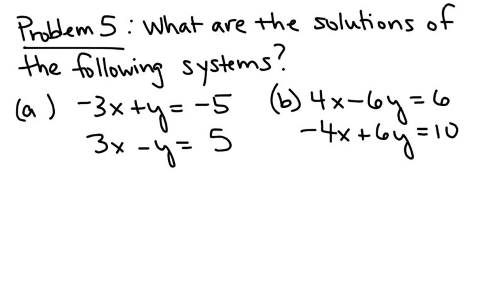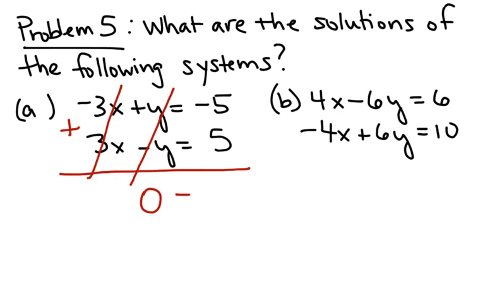What are the solutions of the following systems? So let's look at the system in A. First of all, I want you to notice that the x's are already opposites. So when I add them together, they cancel. Wait a second, the y's are opposites too, and they cancel. When everything cancels, you're left with 0 equals, oh wait a second, negative 5 plus 5 is also 0. 0 equals 0, which is a true statement.